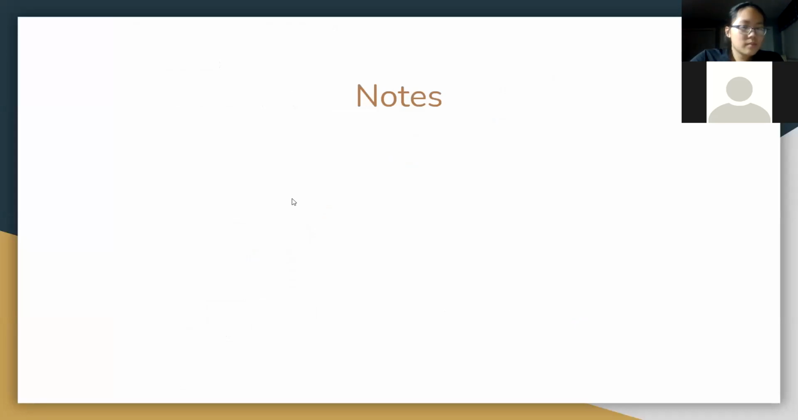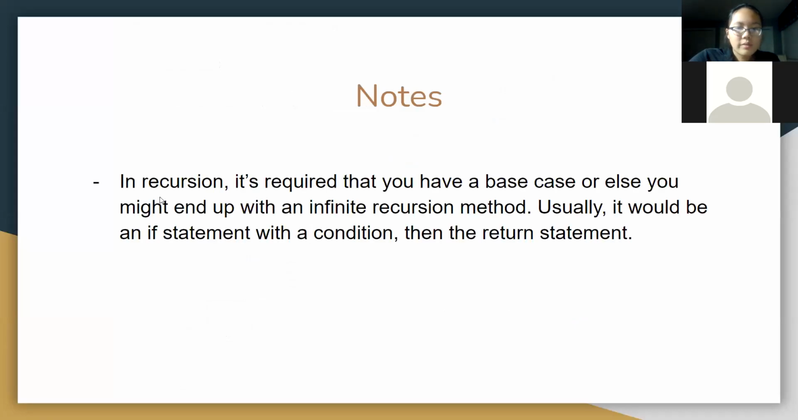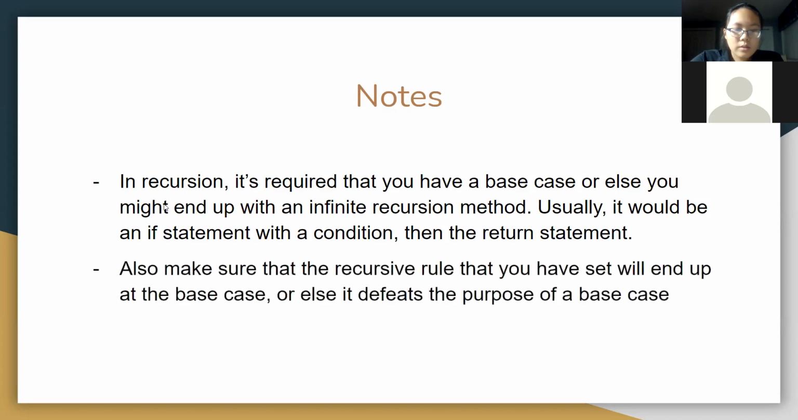Again, the image is not mine. Generally in recursion, it's required that you have a base case, or else you might end up with an infinite recursion method. If you never had a condition that will make the method return at some point, then it's just going to continue going on and on, right? You can continue doing print n minus 1 on and on if you did not have that base case of saying if n is equal to 0, then we return. So it's important to have a base case, like a condition for if this condition is true, then we return. And also make sure that the recursive rule you have set will end up at the base case, or else it defeats the purpose of a base case.